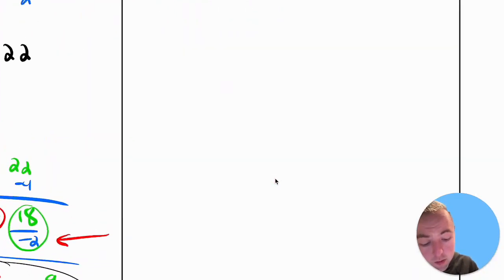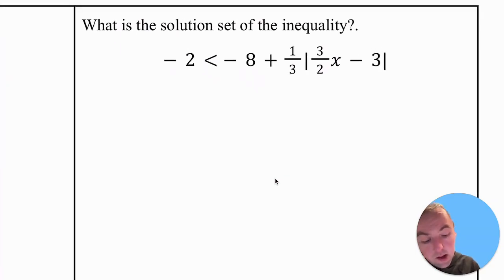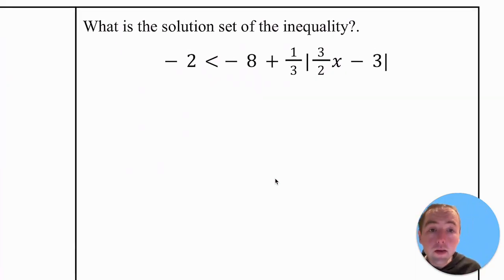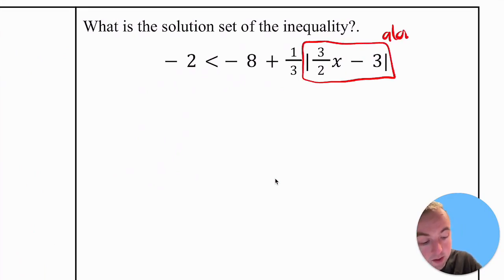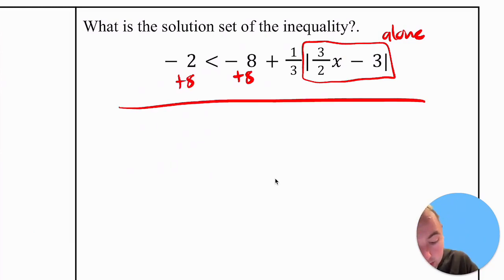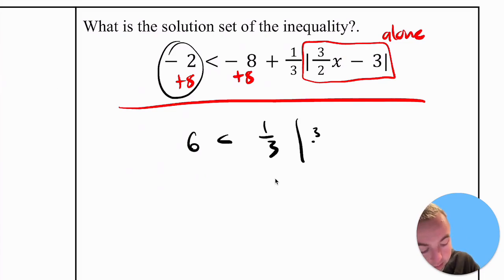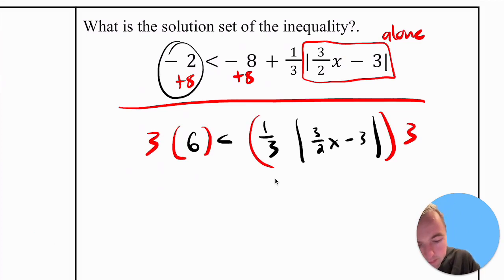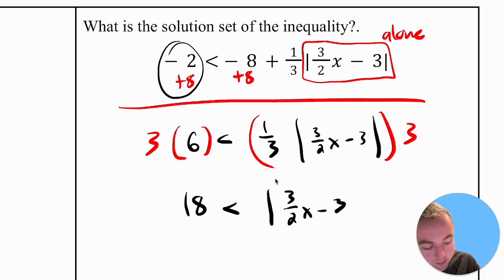And then jumping over to this example right here, we're asked for the solution set of this inequality. You can see that x is inside the absolute value again. So really your goal, first of all, is to get this guy here alone. The first thing we're going to do is undo the subtracting of 8. So let's add 8 to both sides. Right there, you're going to get 6 is less than 1/3 of the absolute value of 3/2 x minus 3. And then you can undo the multiplication of 1/3 if you multiply by 3. So then 18 is going to be less than the absolute value of 3/2 x minus 3.